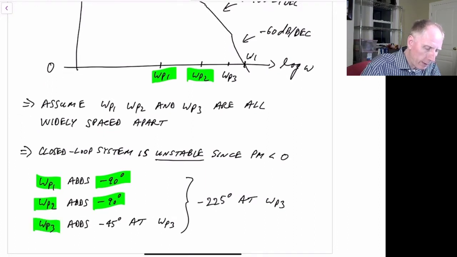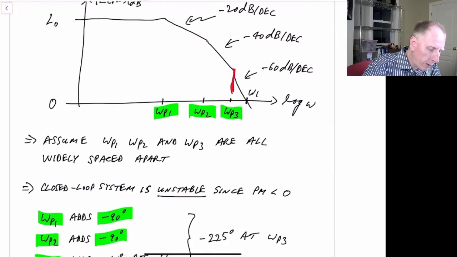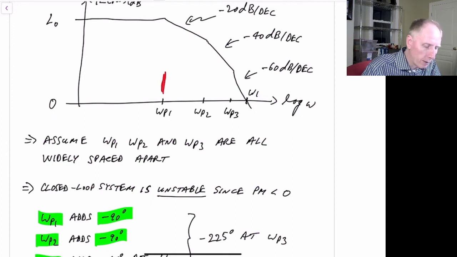Omega P3 here adds 45 degrees phase right at this location. So what I was mentioning is omega P1 adds minus 45 degrees phase here, but once we're a factor of 10 higher, it's approximately minus 90 degrees. Same with omega P2, it adds minus 45 degrees here, but once we're a factor of 10 higher, it's almost minus 90 degrees of phase. So somewhere around here, we're at minus 180 degrees of phase.